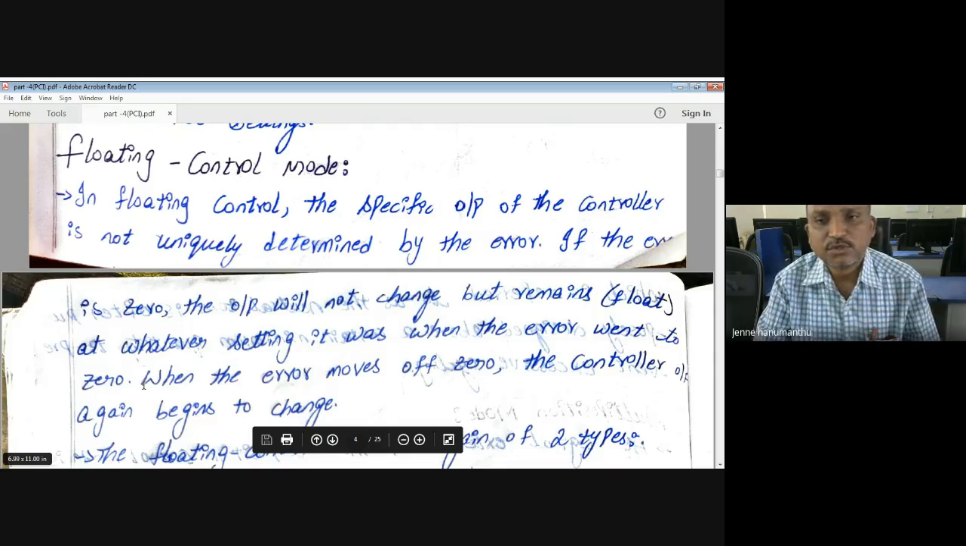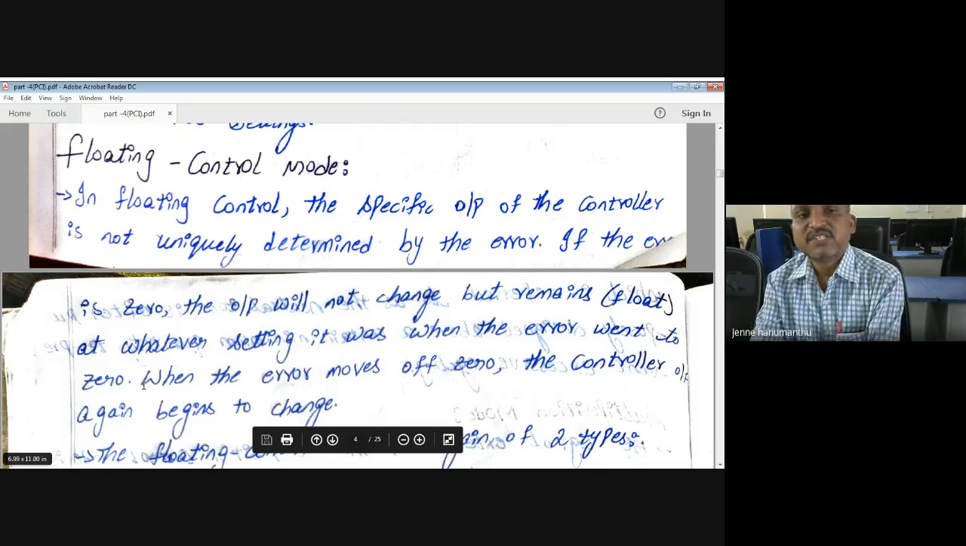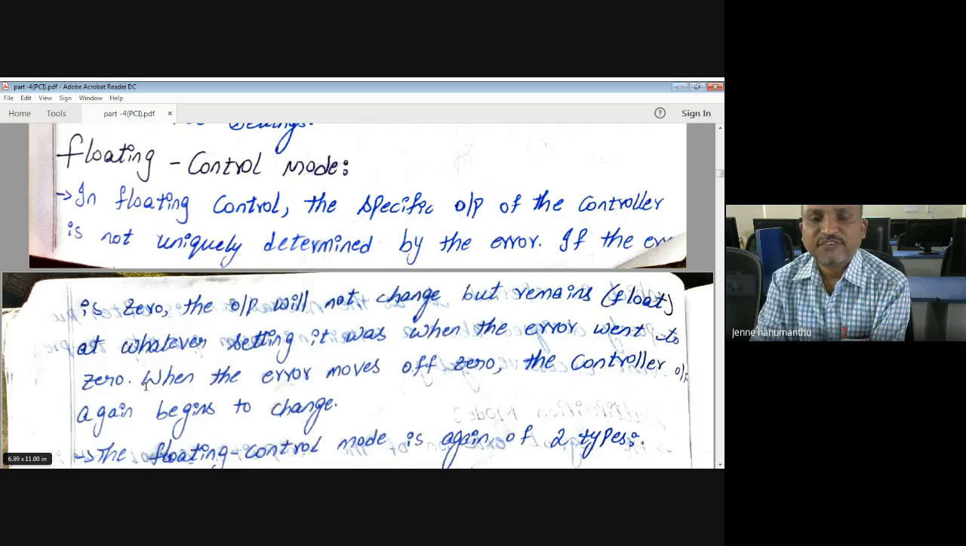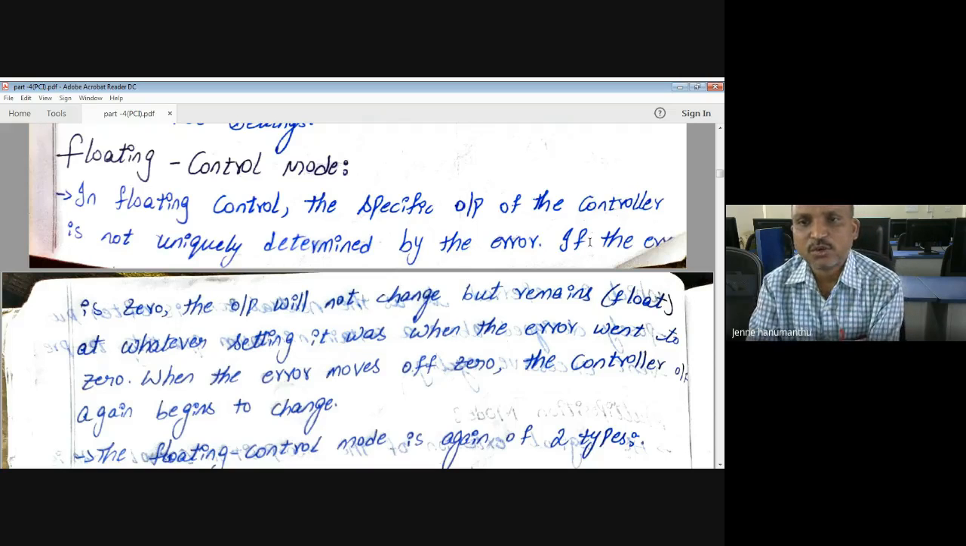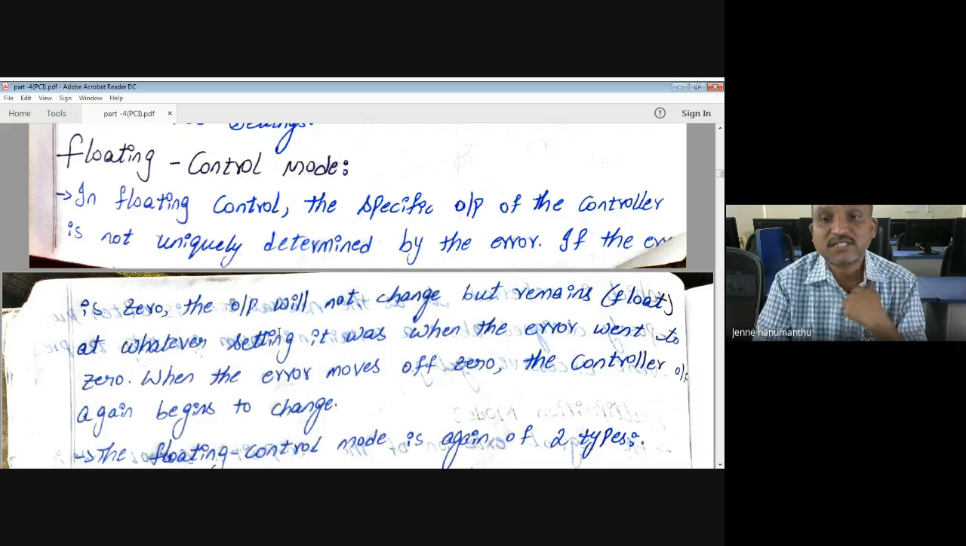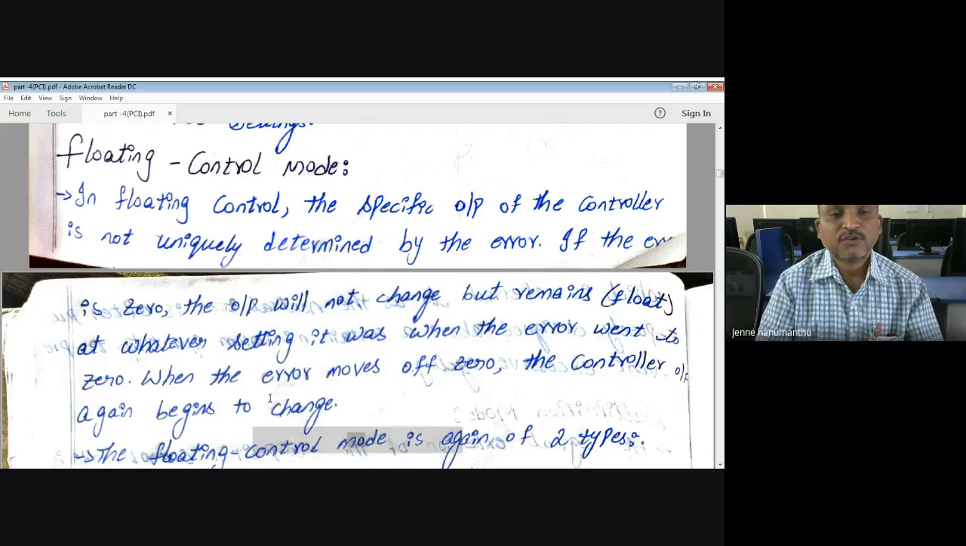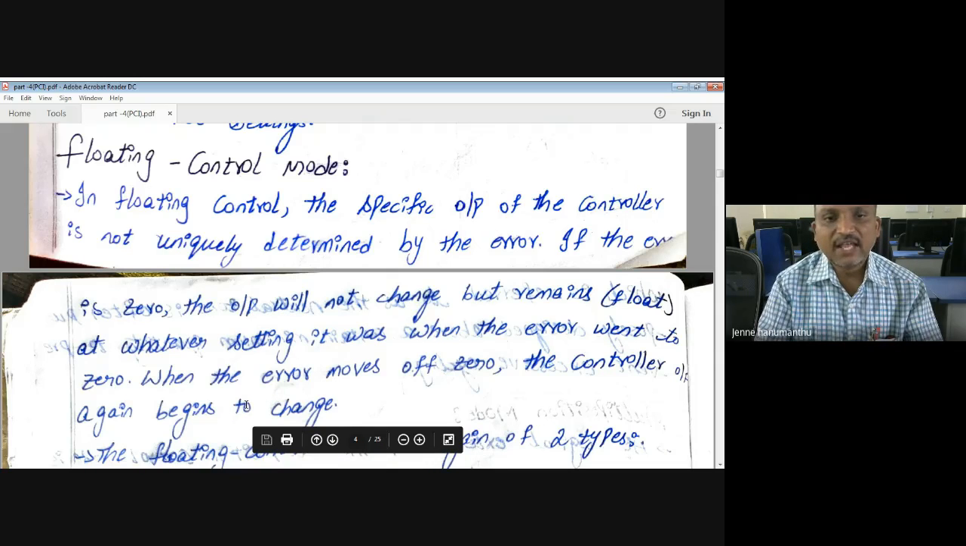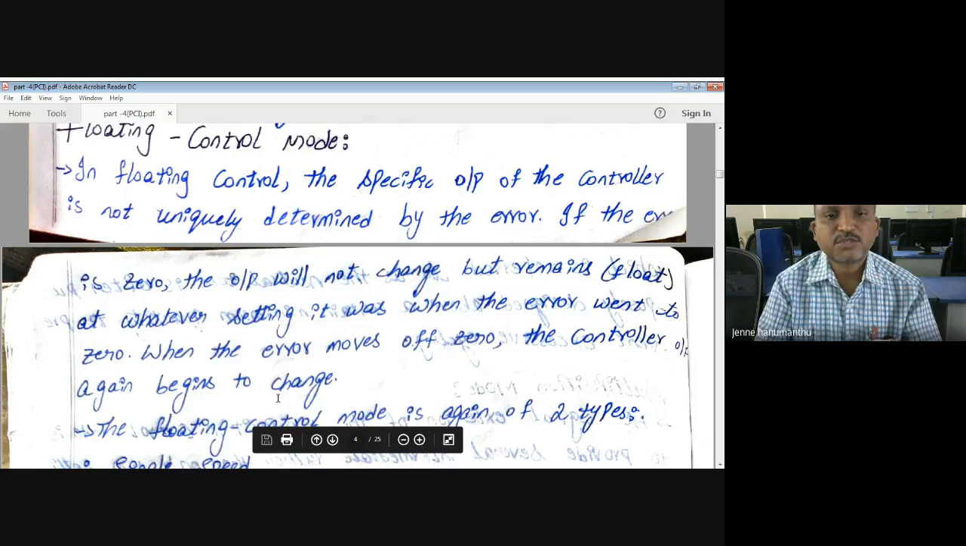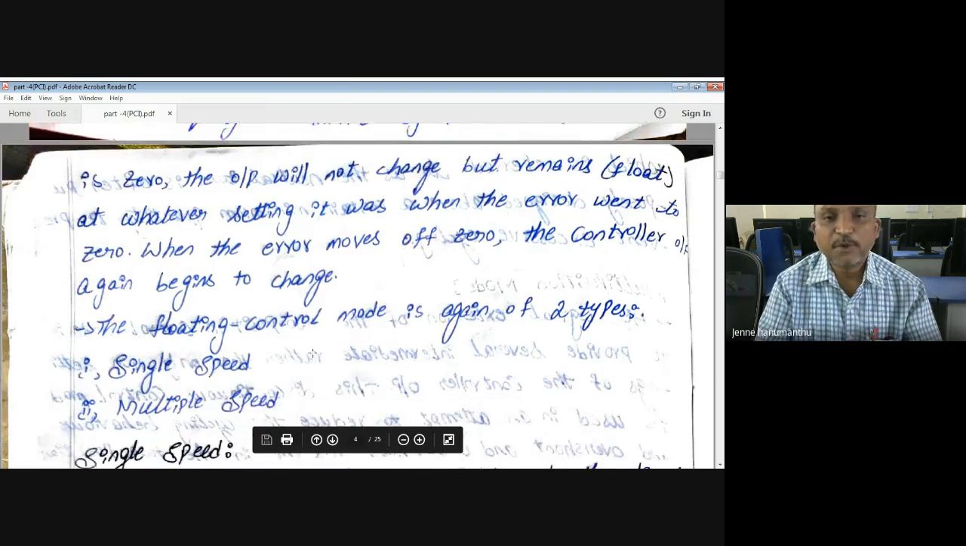In the previous understanding, if the error is 0 or at any maximum value, the controller output changes accordingly. But here, if the error is 0, the output will not change but remains floating. So when the error moves off 0, the controller again begins to change. That is the floating controller mode.